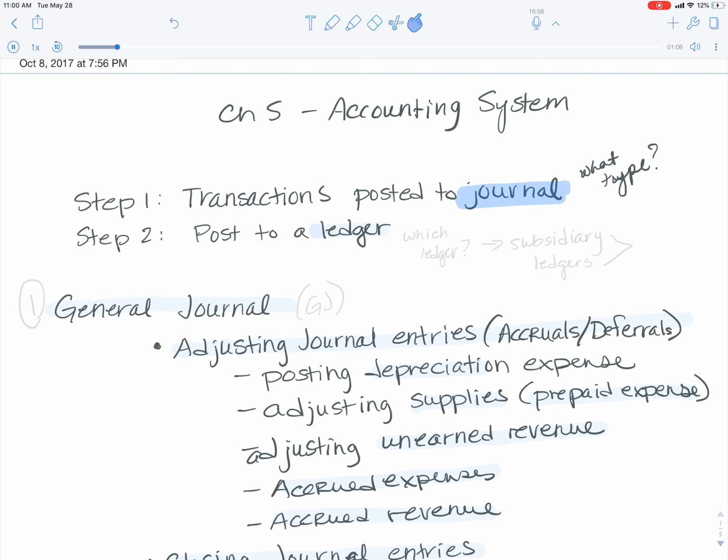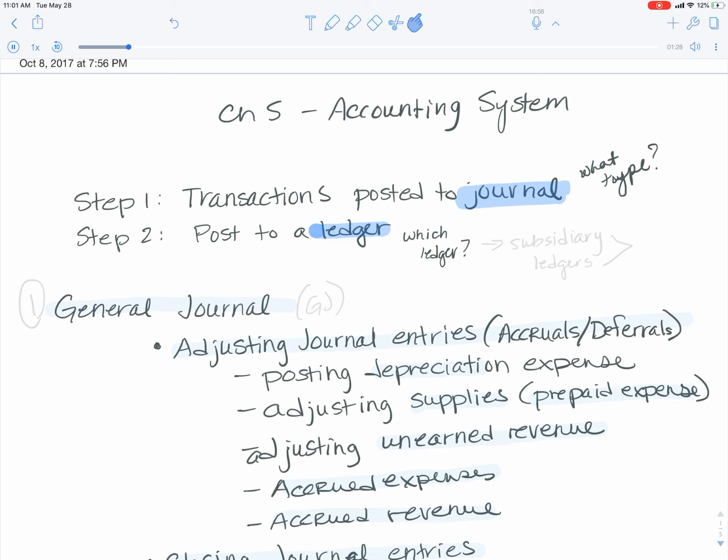Because we have a main ledger, it's called the general ledger. And the general ledger is the big ledger that all of our transactions are going to be posted to. But we have some sub-ledgers that are just lists to help us keep up with who owes us and who we owe. So let's start with the journals.